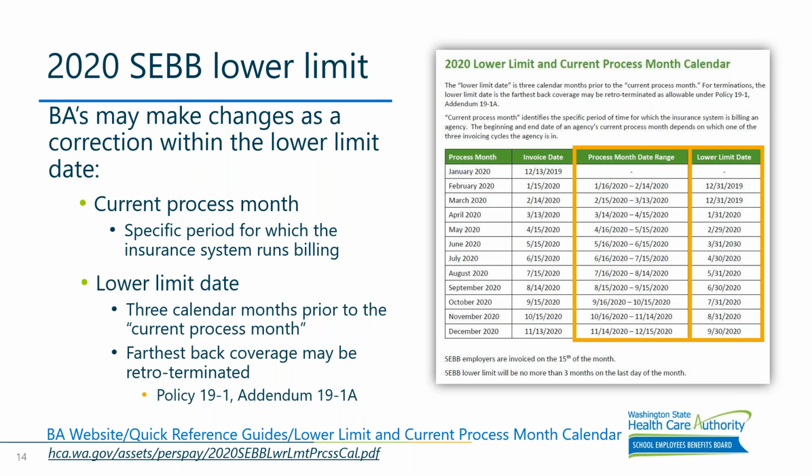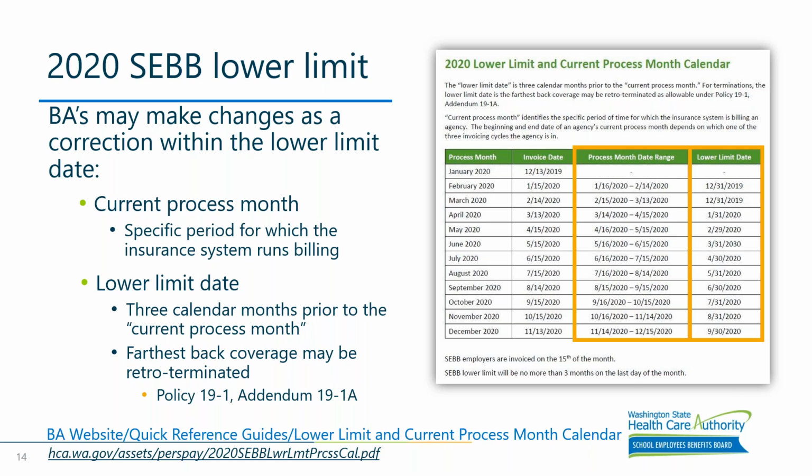So the next column over is the lower limit date. It's basically 3 calendar months prior to the current process month, and it's the furthest back coverage may be retro terminated. You can reference that in policy 19-1 and 19-1A. And as you notice, the lower limit dates are all end of the month dates.